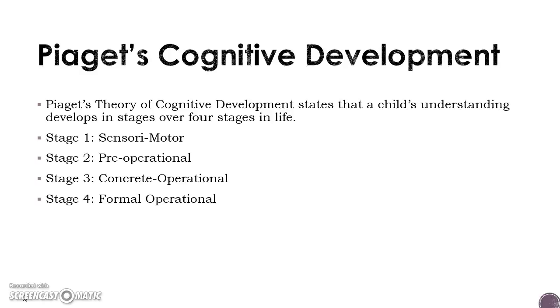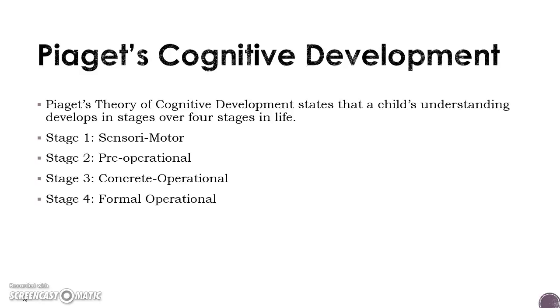The next stage is pre-operational, and that's from the ages of 2 to 7. The students learn how to use language. They're very egocentric, which is self-centered. They classify objects by one feature, which means if it's a red block, they're going to group it with a red block. If it's a blue block, they're going to group it with a blue block.